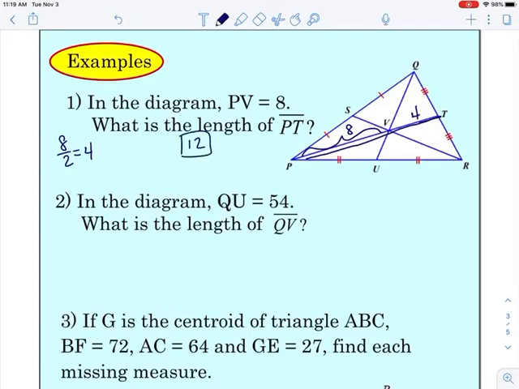If it's in the ratio of 2:1, it's twice as long. That's why I divided it by 2. And 2 times 4 would give you back that 8. So that's always going to work that way.